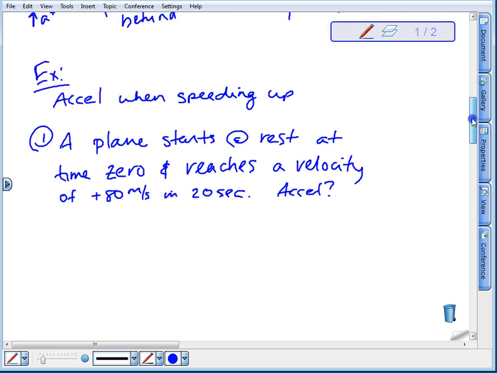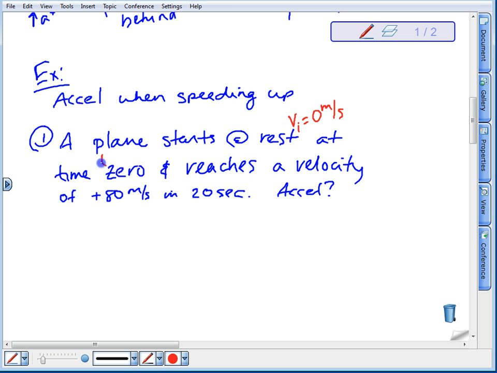Let's do some examples. Change my color so we can see. Okay, so we've got a plane that starts at rest. So if it's at rest, that means that its velocity is 0.